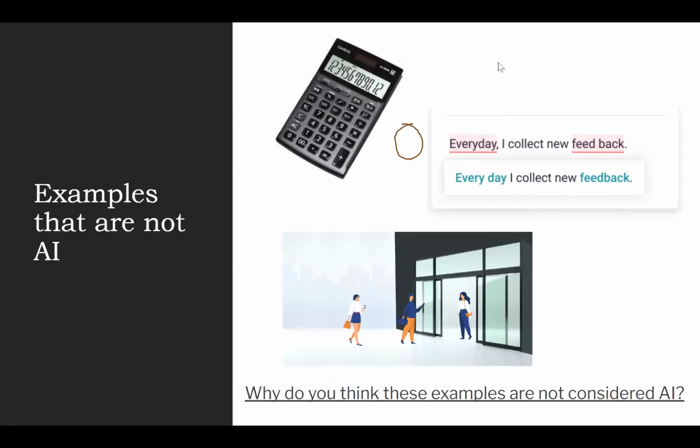So let's identify why these three examples are not AI. For the calculator, even though it seems smart to be able to calculate arithmetic, it's really just programmed to do that, and it doesn't grow or think on its own. The second one is a common misconception, but autocorrect is not AI. It's programmed to follow a dictionary, and whenever something is spelled slightly wrong, it corrects it. But when something is really badly misspelled, it doesn't recognize it at all. And the final one, automatic doors, are not AI because they just follow a sensor. When the sensor senses motion, it just opens.